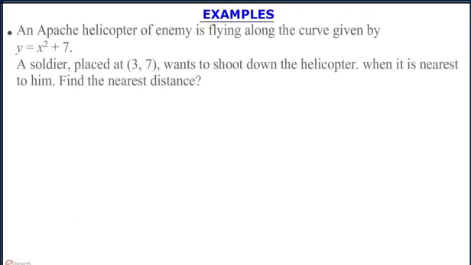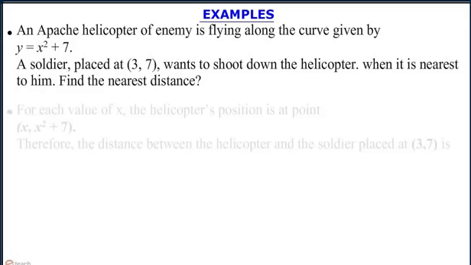Let us take an example. An Apache helicopter of the enemy is flying along the curve given by y equals x square plus 7. A soldier placed at (3, 7) wants to shoot down the helicopter when it is nearest to him. Now find the nearest distance.